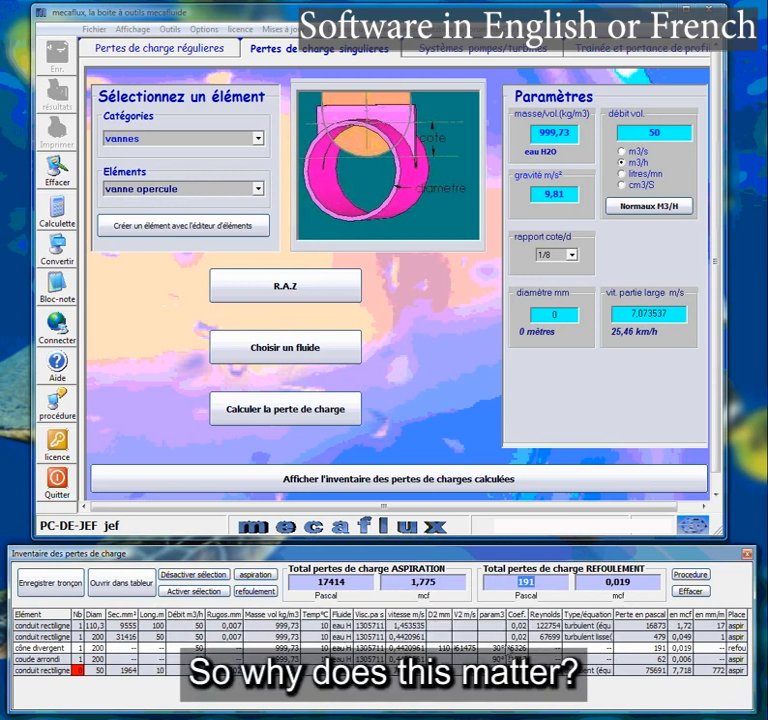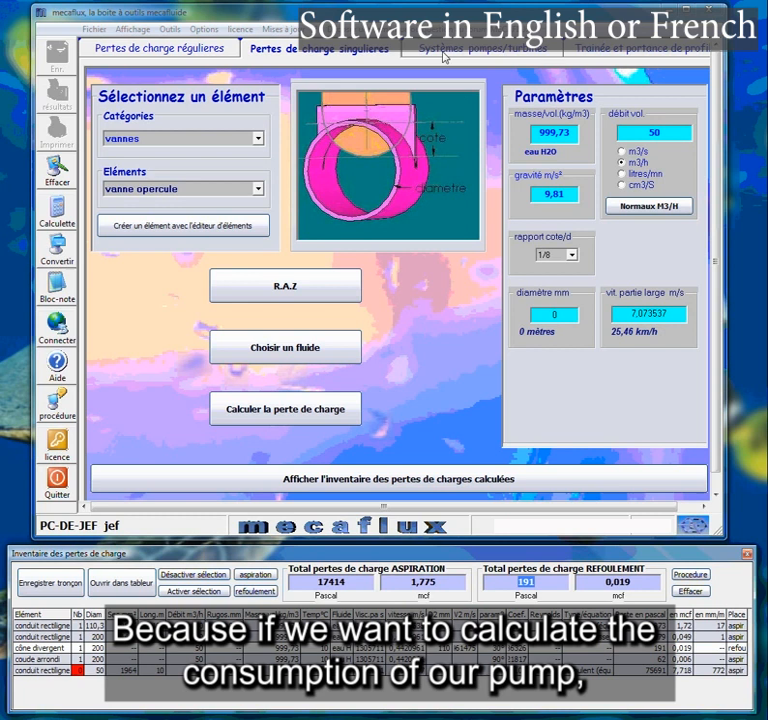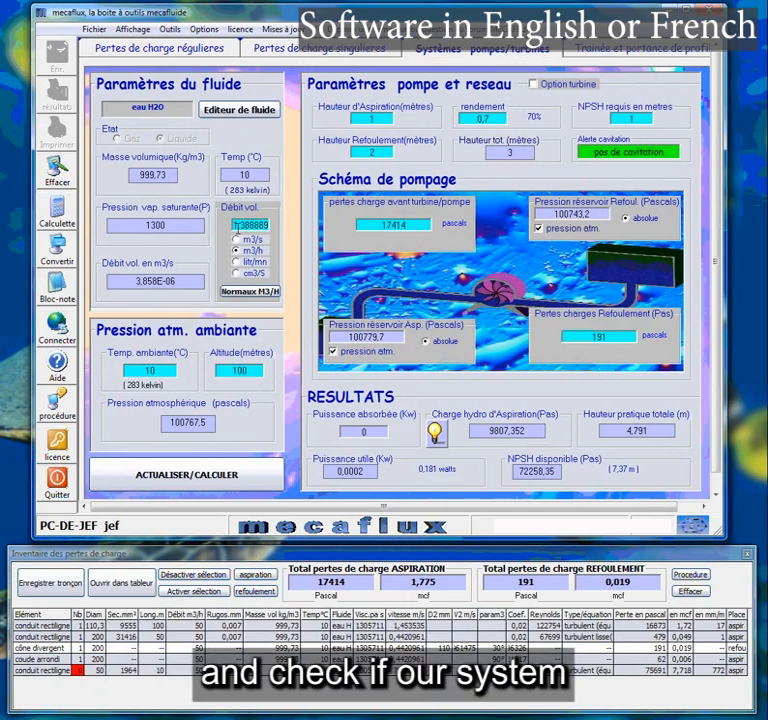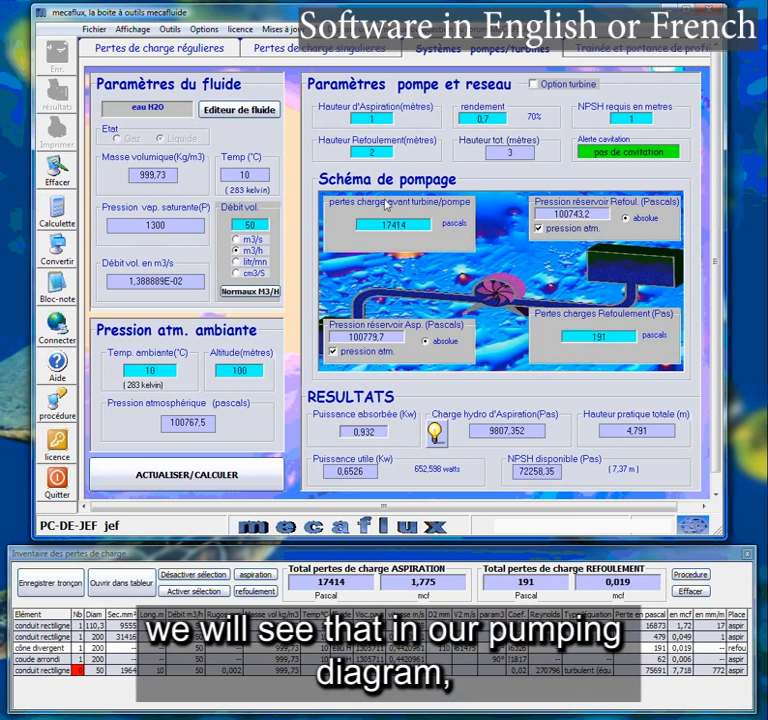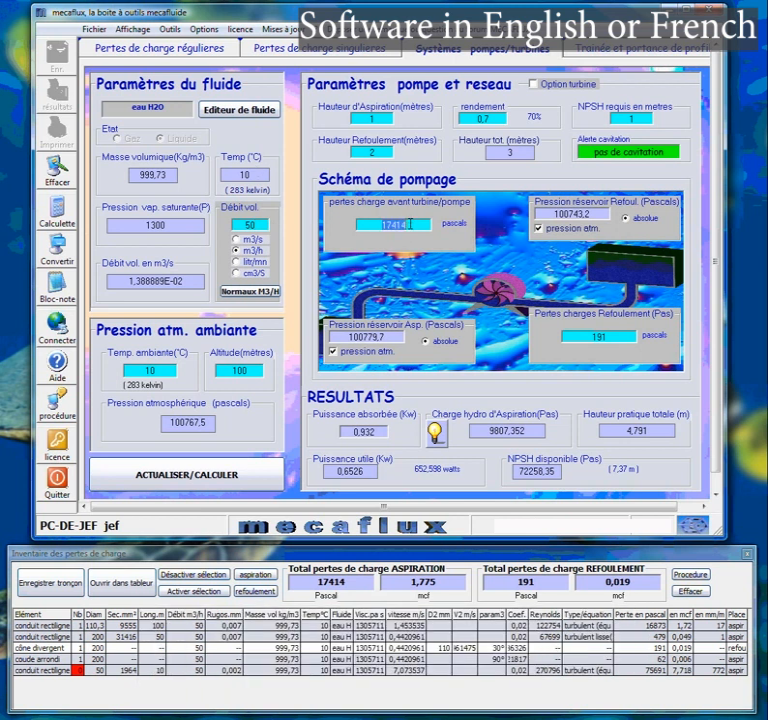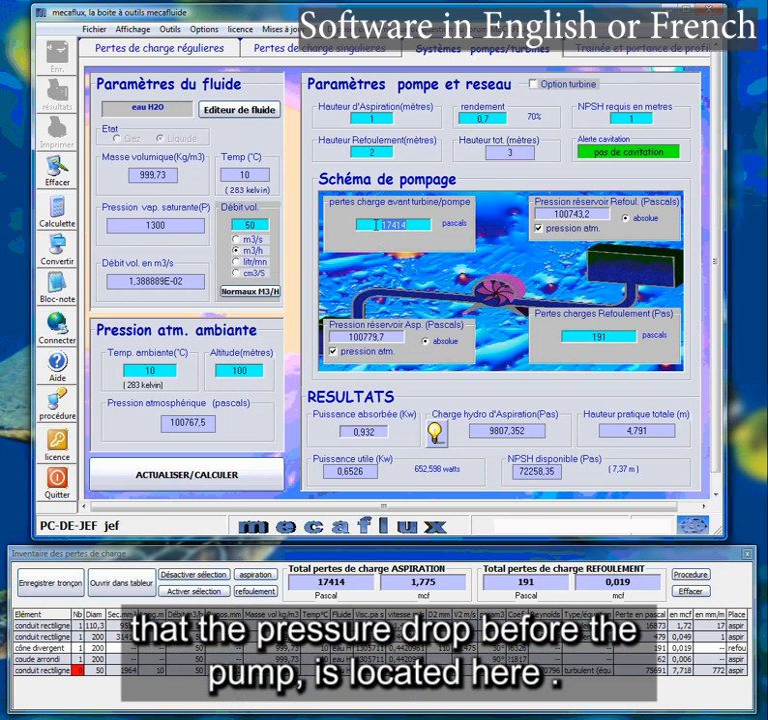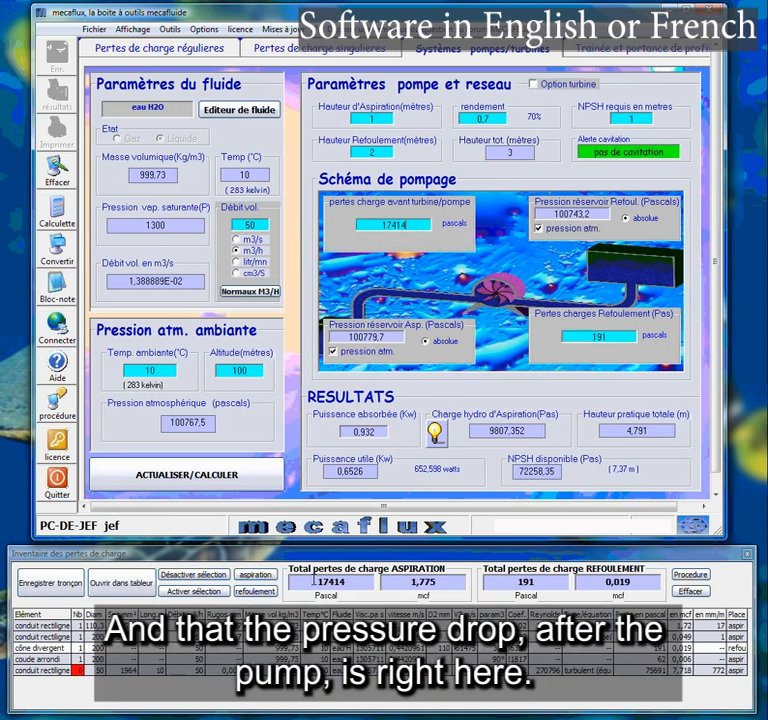So why does this matter? Because if we want to calculate the consumption of our pump and check if our system has no cavitation problem, we will see in our pumping diagram that the pressure drop before the pump is located here, and that the pressure drop after the pump is right here.